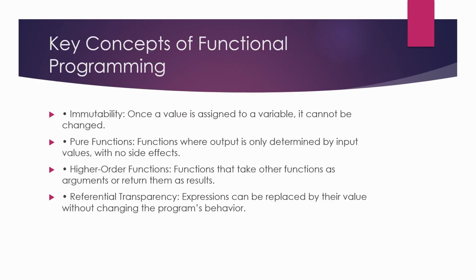Functional programming focuses on several key concepts. First, immutability means that once a value is assigned to a variable, it cannot be changed. Second, pure functions are those that always return the same output for the same input with no side effects. Next, we have higher order functions, which take other functions as arguments or return them as results. And finally, referential transparency, which allows us to replace an expression with its value without changing the program's behavior.